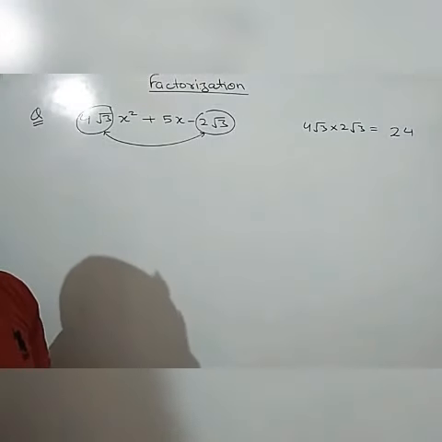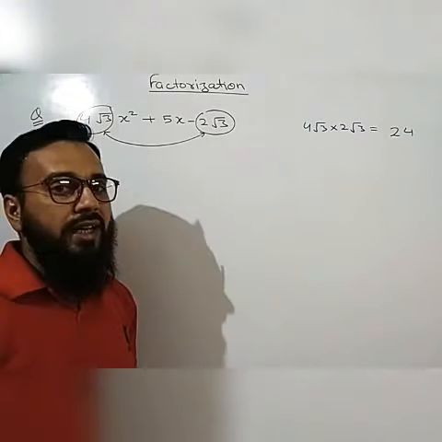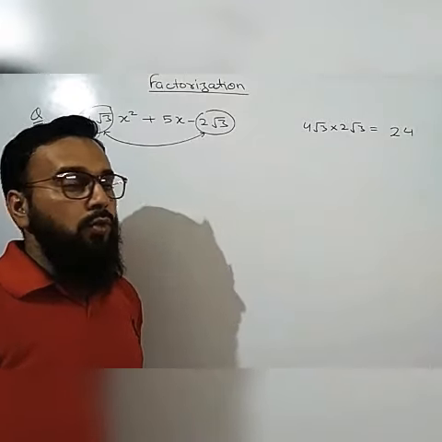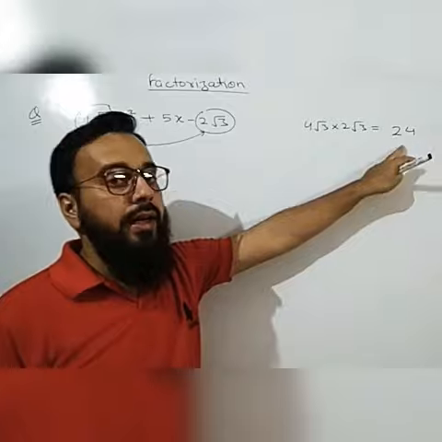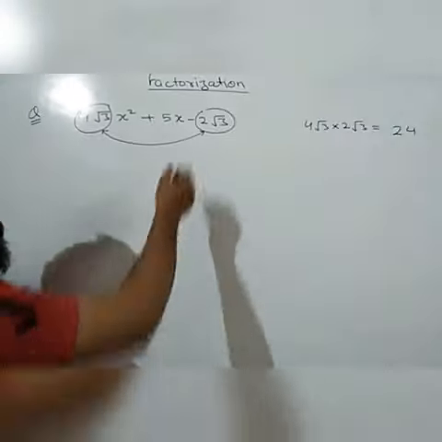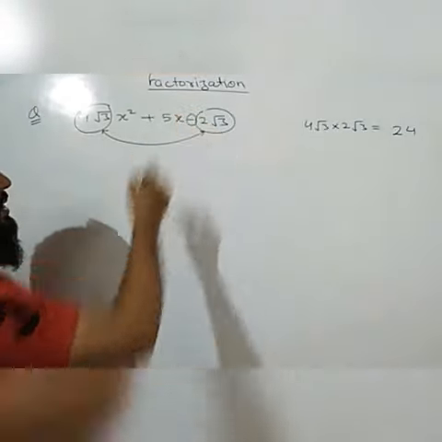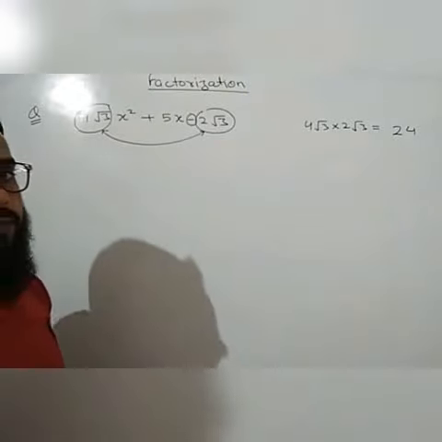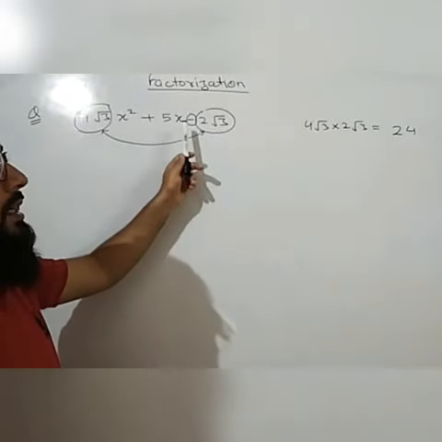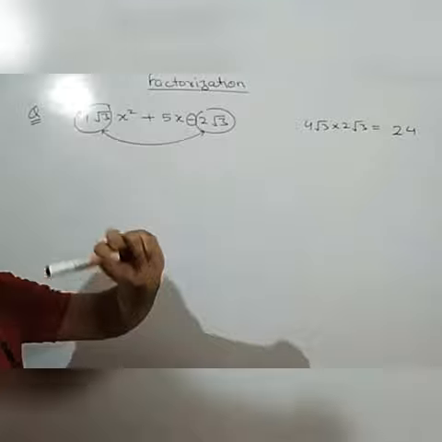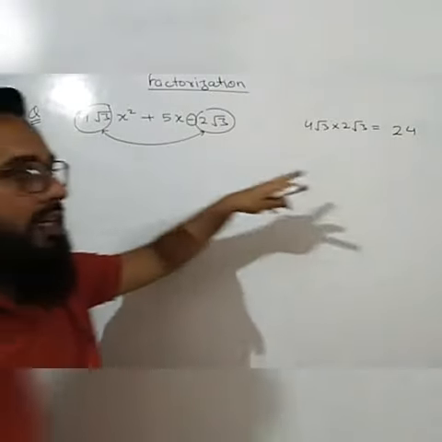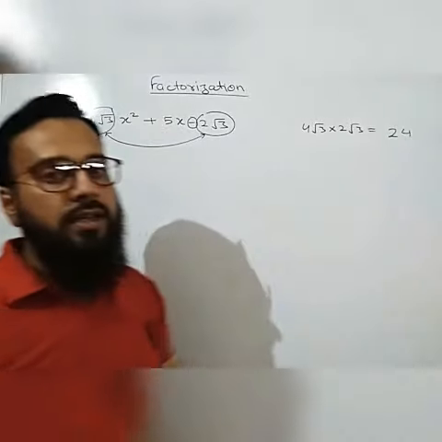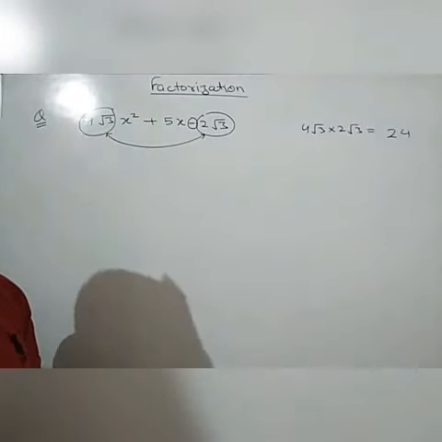Now what do we have to do in the second step? We have to get two numbers whose multiplication should be equal to 24 and whose subtraction, because the sign of the constant term is minus. It means we have to obtain those two numbers whose subtraction should be equal to 5 and whose multiplication should be equal to 24.